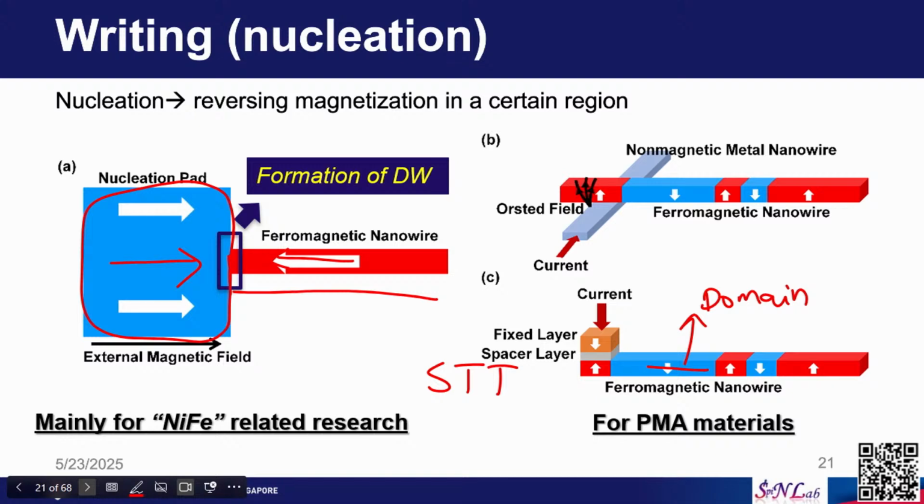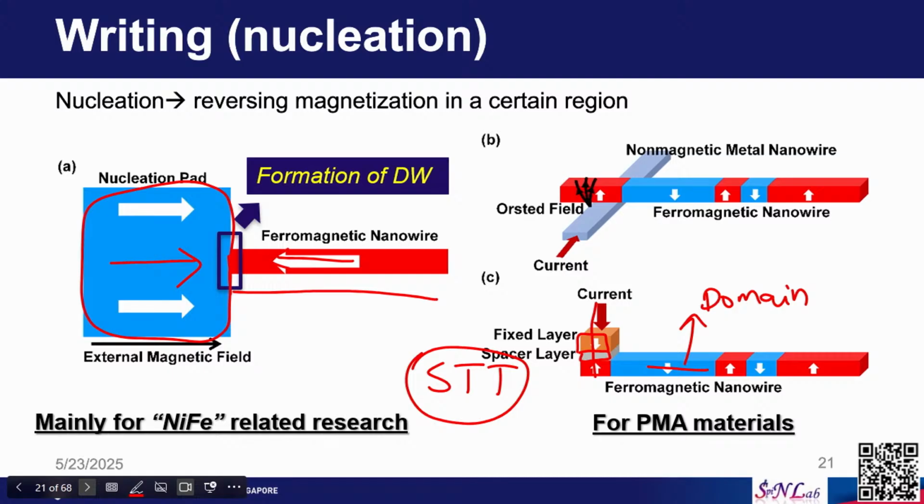So, you can have a copper spacer layer here, then you have another fixed layer. So, you send the current through this. This will have the spin transfer torque mechanism. Because of that, you can create reverse domain.